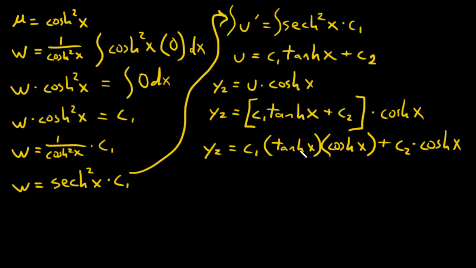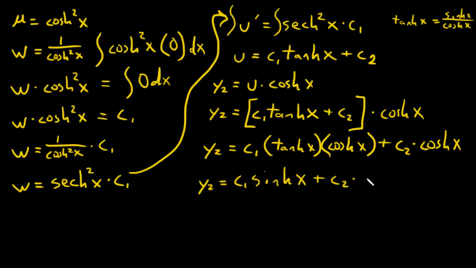Hyperbolic tangent x is hyperbolic sine of x over hyperbolic cosine of x, right? Tan is sine over cosine, so I've got sine over cosine times cosine, which just becomes hyperbolic sine. So I have c2 hyperbolic cosine x right here. And now I have got it in a nice manageable form.